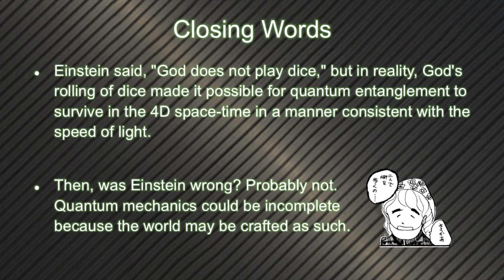Einstein said, "God does not play dice," but in reality, God's rolling of dice made it possible for quantum entanglement to survive in the 4D spacetime in a manner consistent with the speed of light. Then, was Einstein wrong? Probably not. Quantum mechanics could be incomplete, because the world may be crafted as such.